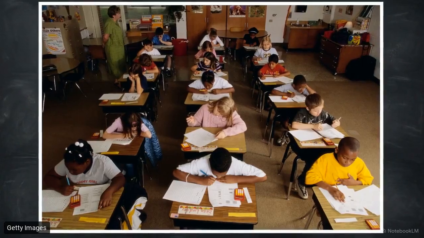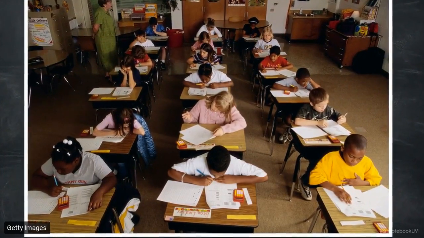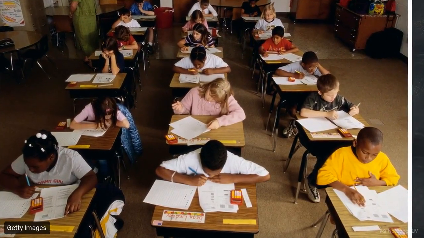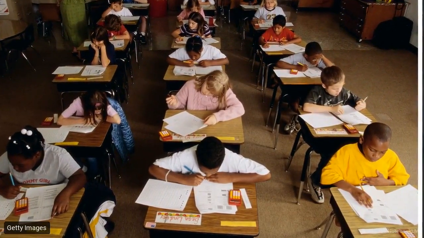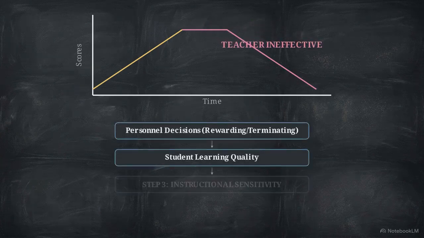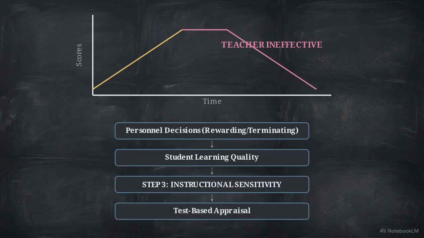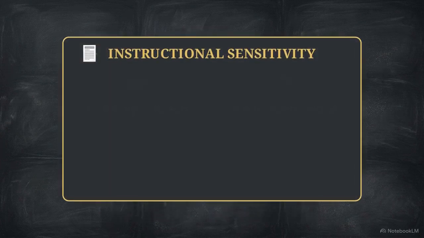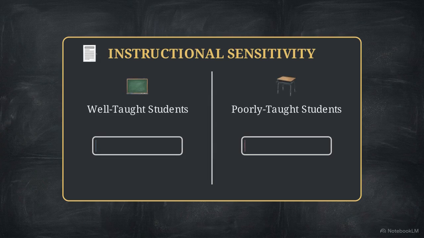Moving from the classroom to macro policy, school administrators often bypass teacher-made tests, preferring to evaluate instructional success using external accountability exams. The administrative logic is straightforward. If state test scores rise, the teacher is effective. If scores stall or fall, public outcry follows and demands termination. This flowchart illustrates the argument, but the entire model hinges on a structural prerequisite found at Step 3, instructional sensitivity.